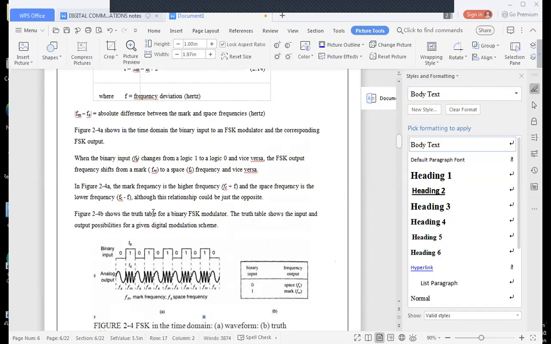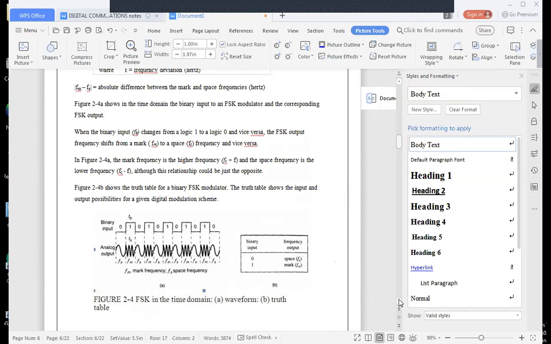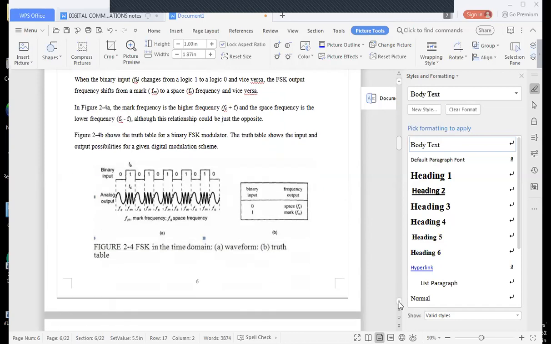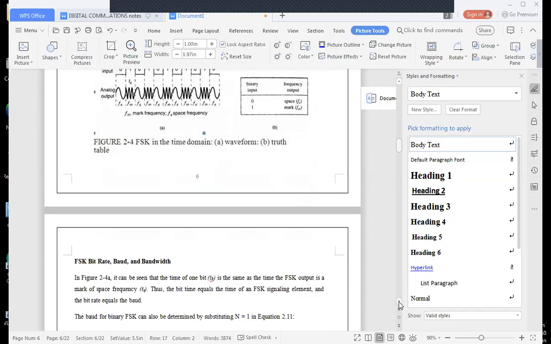In ASK, when there is 1, there is presence of carrier wave. When there is 0, no carrier wave. But in FSK, when there is 1, there is high frequency carrier. When there is 0, there is low frequency signal. So there is a clear shift of frequency between the data transmitted. On high data, one frequency, that is called the mark frequency. When 0, that is the space frequency. Space frequency is lower than the mark frequency.